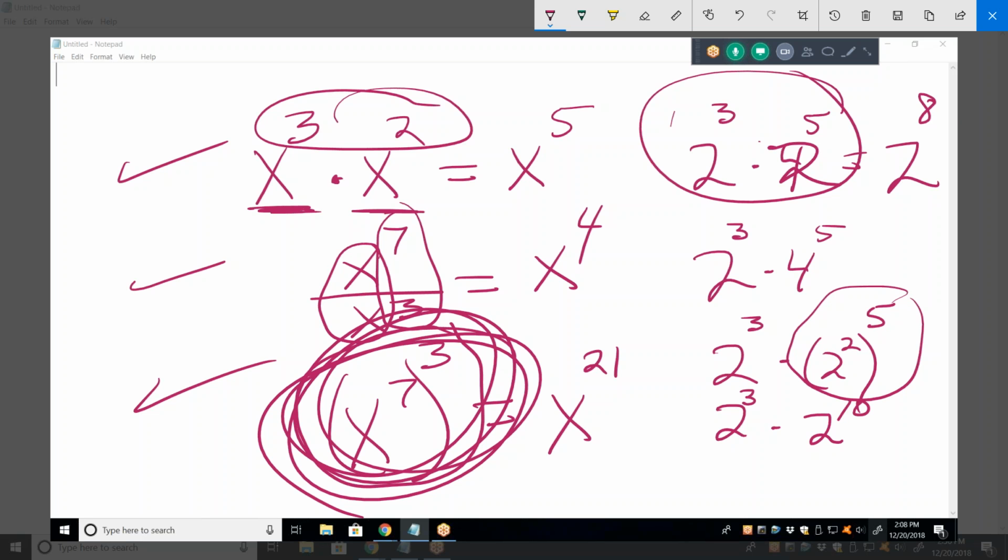Okay, what's 2 to the 3rd times 2 to the 10th? You're multiplying. What do you do with multiplication? You add. Make sure your things go together. Multiplication goes with it's 2 to the 13th. Multiplication goes with addition. Division goes with subtraction.